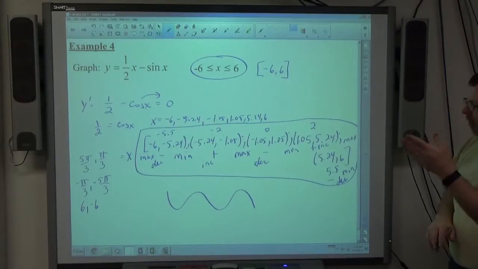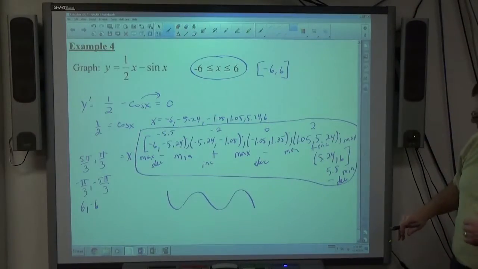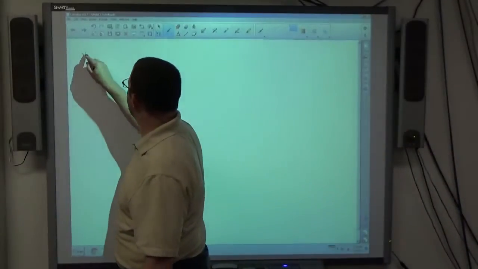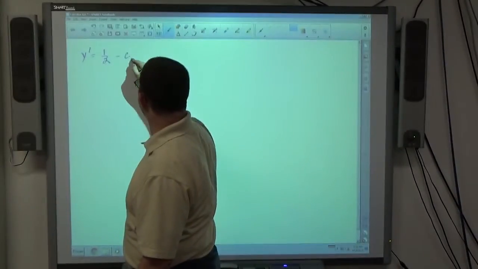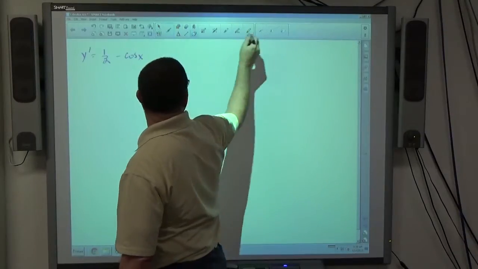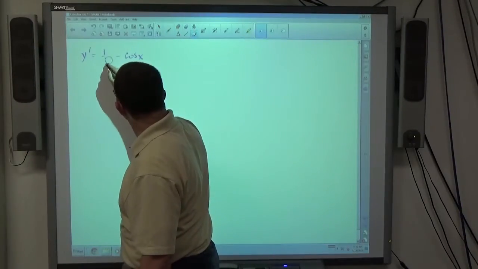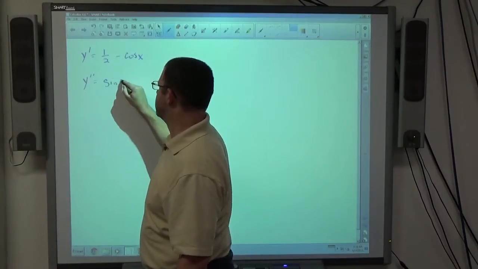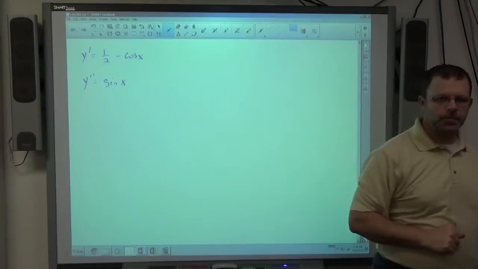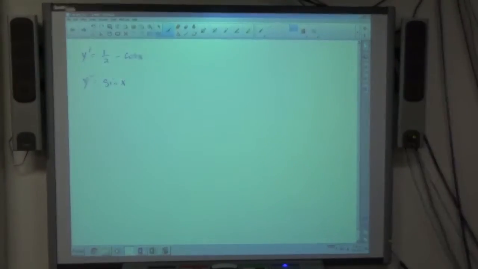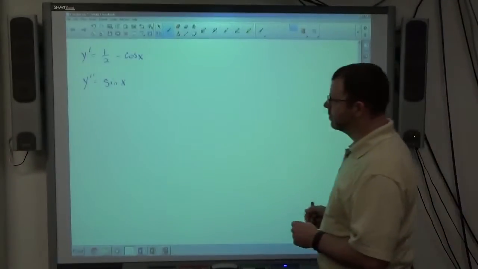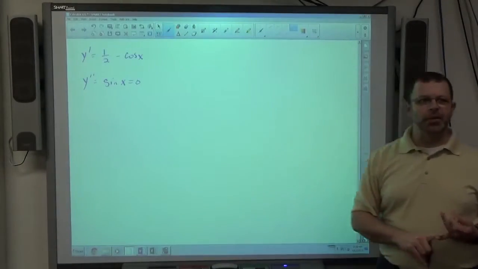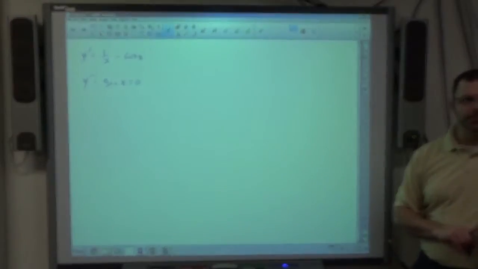All right. Moving on to the second derivative, I'm going to go into a new page because I'm running out of room here. So let's do that. We know that y prime was 1/2 minus cosine of x. So y double prime is just going to be sine of x. Again, if we're trying to establish critical numbers for sine of x equals 0, sine of x is undefined never happens, and endpoints will be -6 and +6, right?